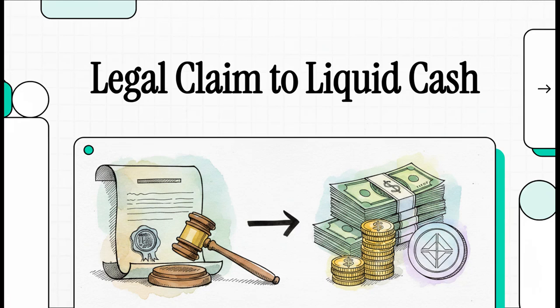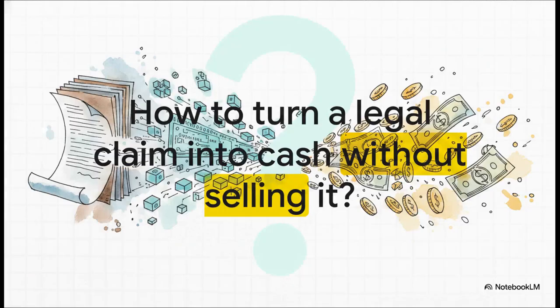So today we're going to dive into something pretty wild. How you can take a legal claim, something like a court judgment or a promissory note, and turn it into actual spendable digital cash. So here's the big question, right? How do you actually get the money out of a legal document like a promissory note without having to sell it off? Well, we are about to break down a system that's designed to do just that.